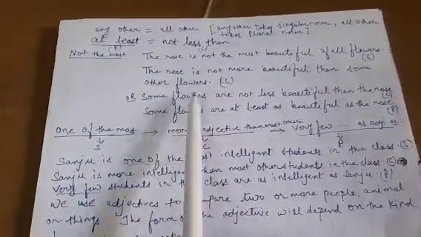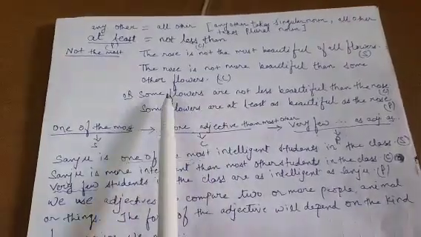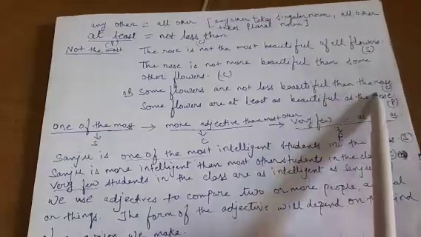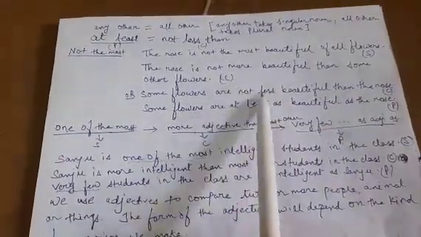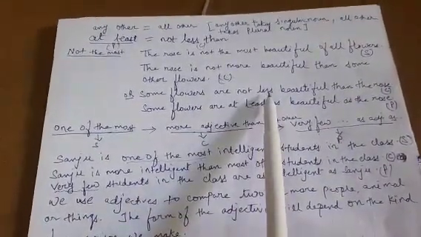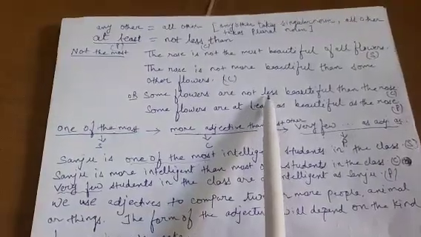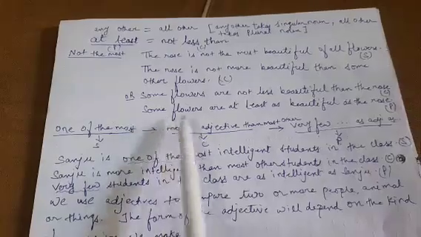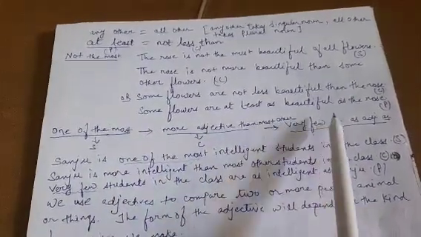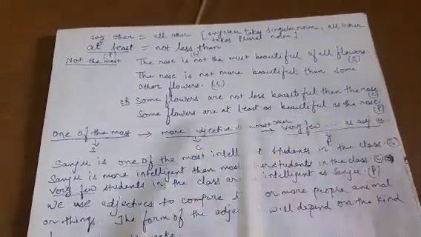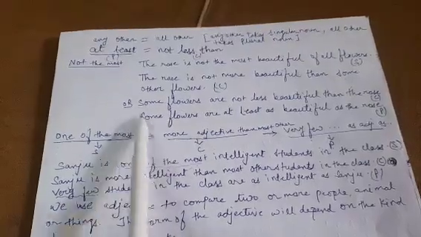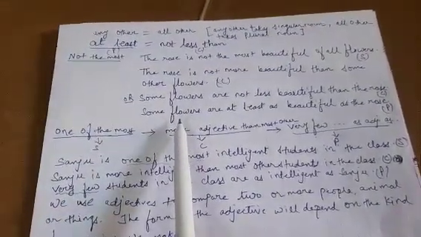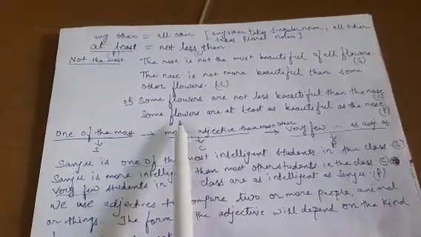This was comparative. And one more way to write in comparative degree is: some flowers are not less beautiful than the rose. So less, more, these are all comparative degrees of adjective. We can use these words. And while converting into positive degree we will write some flowers are at least as beautiful as the rose. So we will take the help of the word some when the not the most phrase is there in the sentence. So we can easily interchange the degrees of comparison by using the word some.